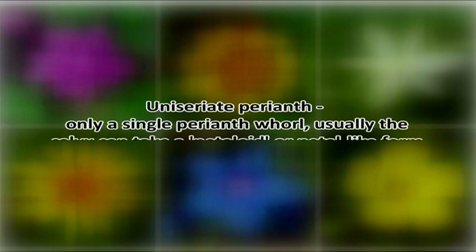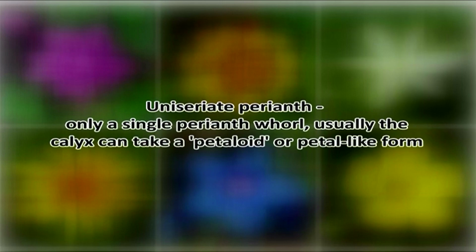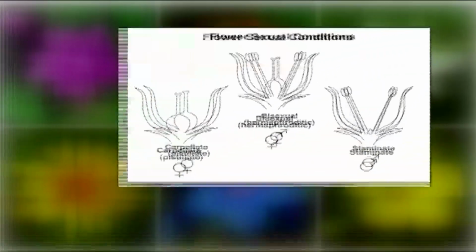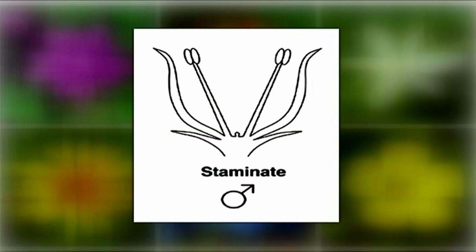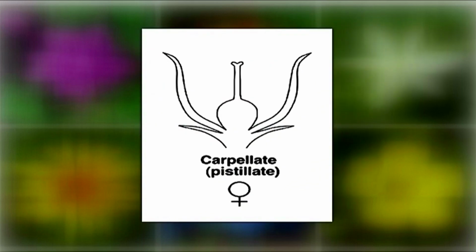Uniseriate perianth, where only a single perianth whorl, usually the calyx, is present, which when alone can take a petaloid or petal-like form. Flowers may be perfect with both reproductive whorls present in the flower, or may be imperfect where one of the 2 reproductive whorls is missing, with the flower unisexual in terms of reproductive function. The unisexual flowers can be staminate, where only stamens are present and gynoecium is lacking, or may be pistillate, where only carpels are found but no stamens.